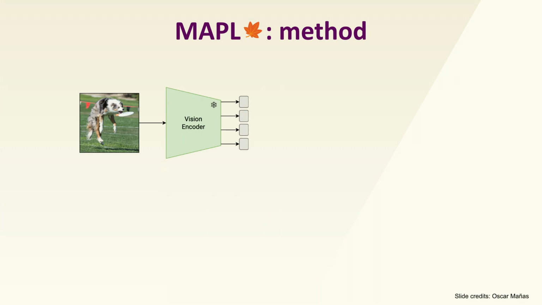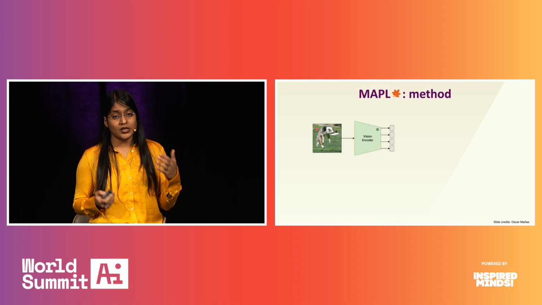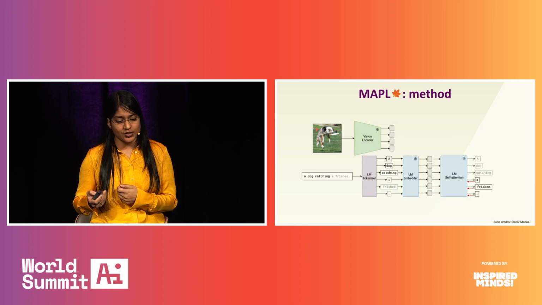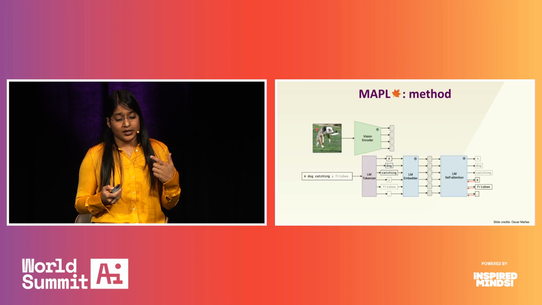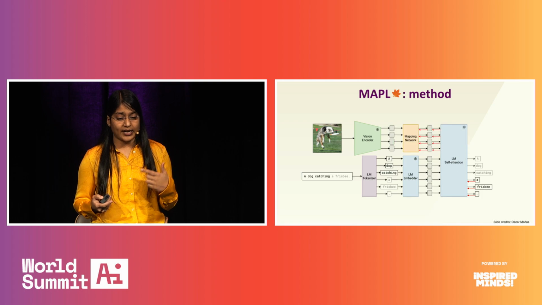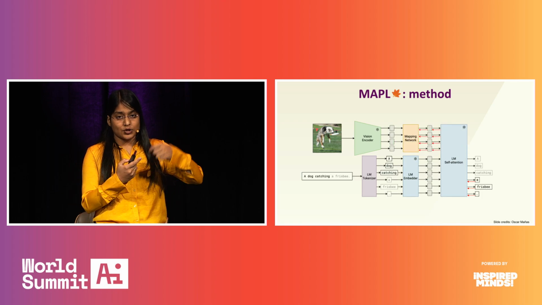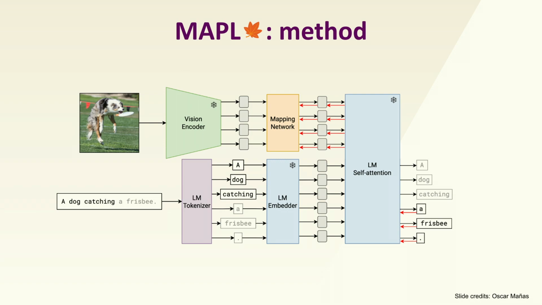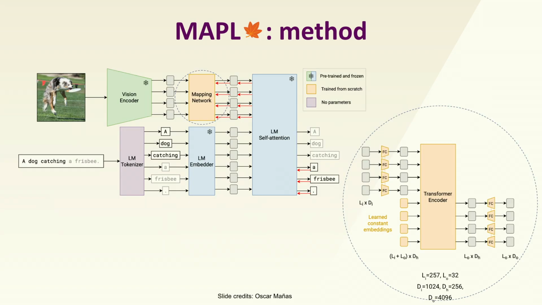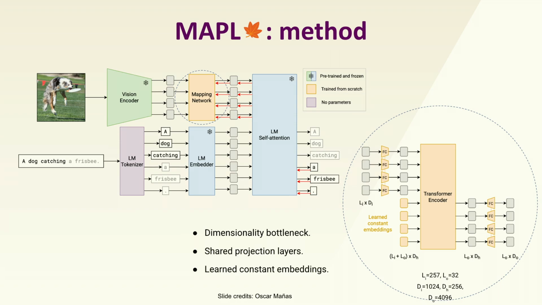I'm showing you the training setup. We train this on pairs of images and captions. Given an image, the vision encoder extracts visual features. Given a caption, the language model encodes the caption. And we learn this mapping network that takes those visual features and maps them to the embedding space of the language model. Only the mapping network is the trainable component. We adopted some techniques to make it parameter efficient, such as dimensionality bottleneck, shared projection layers, and learned constant embeddings.